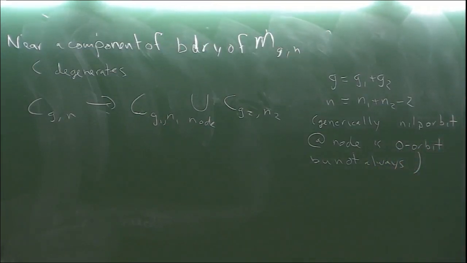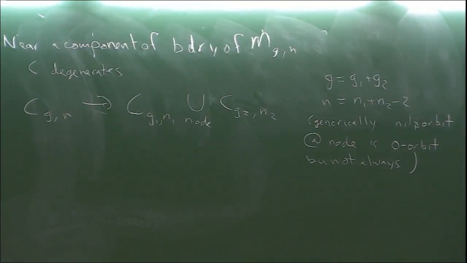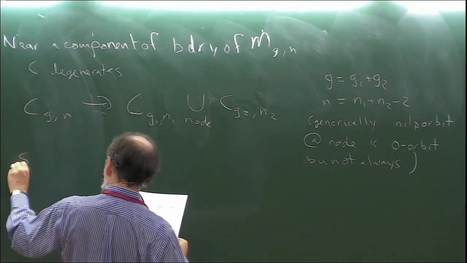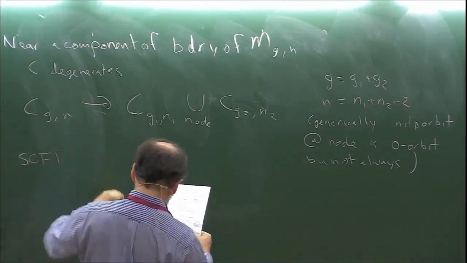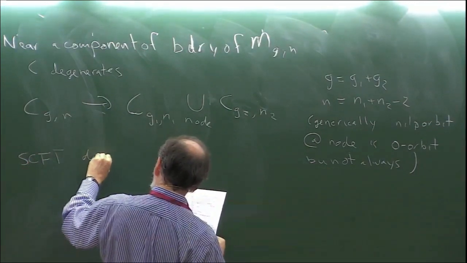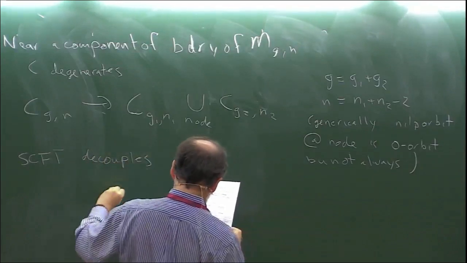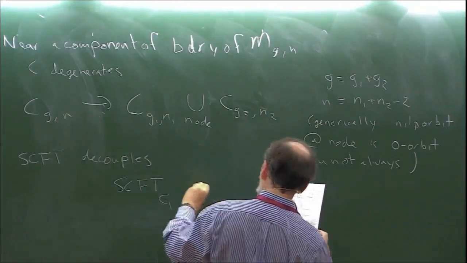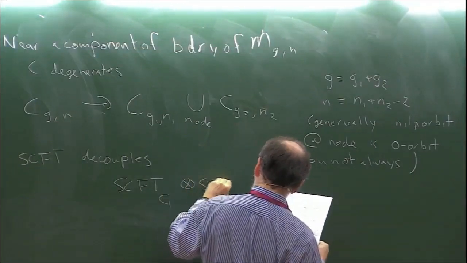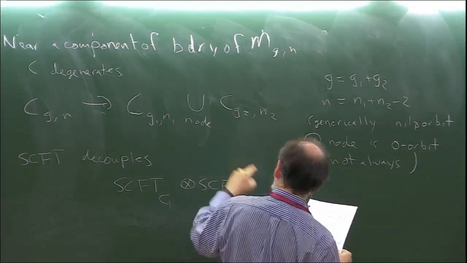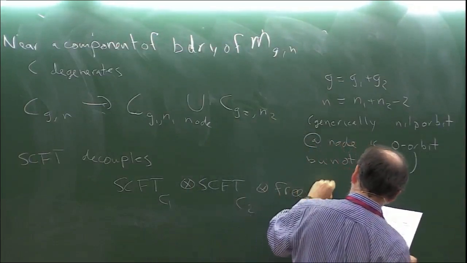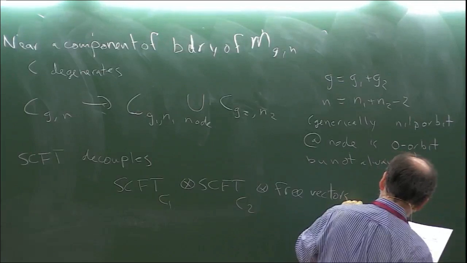But the idea is that when the curve does this, something similar happens to the conformal field theory. Namely, the superconformal field theory decomposes into a superconformal field theory associated to the guy on the left, a superconformal field theory associated to the guy on the right, and free vectors associated to the node.